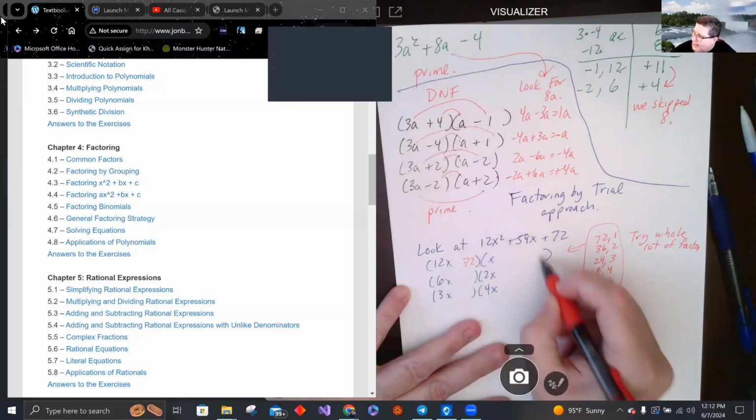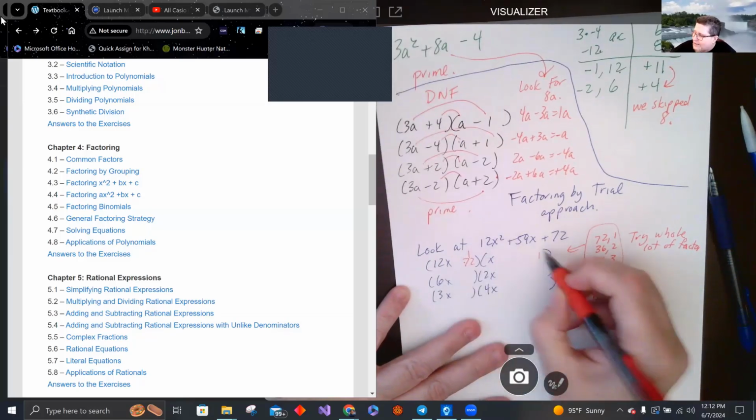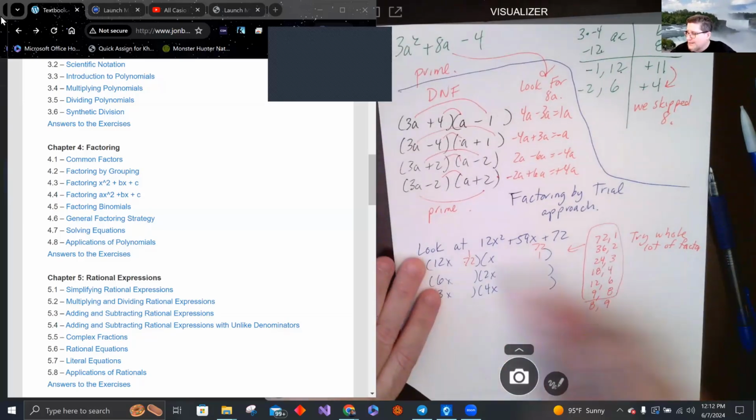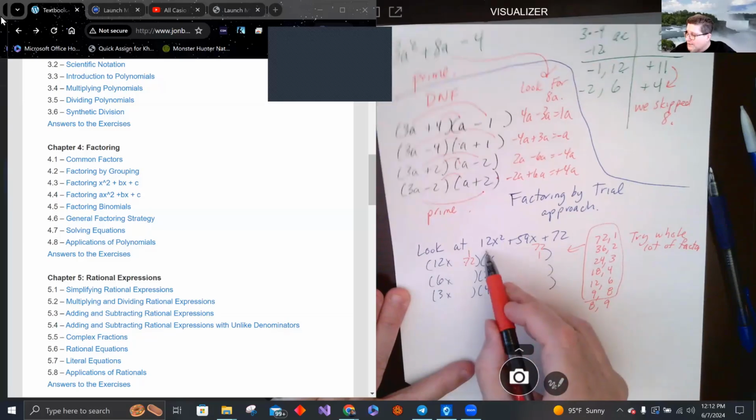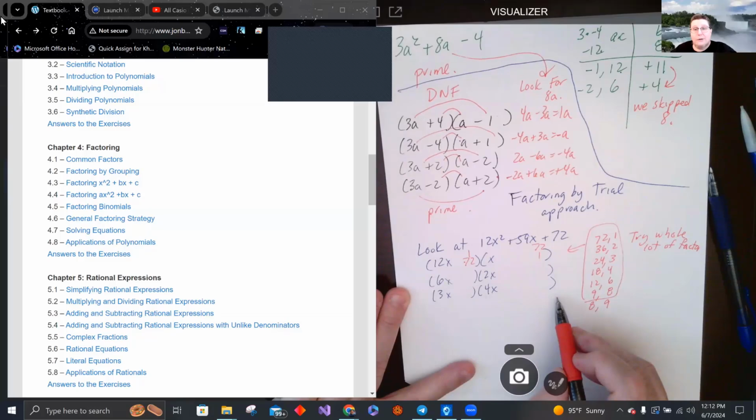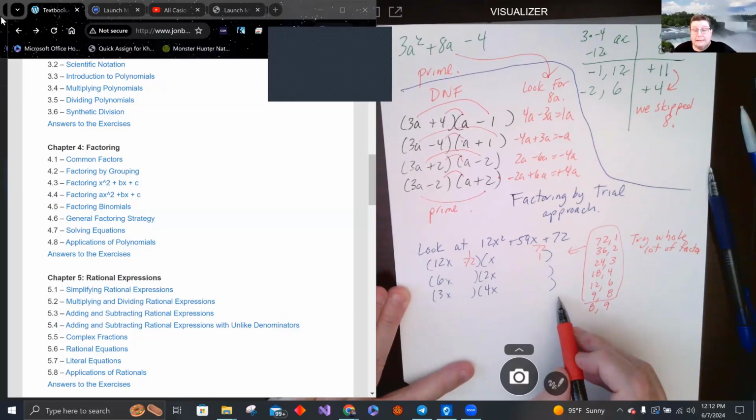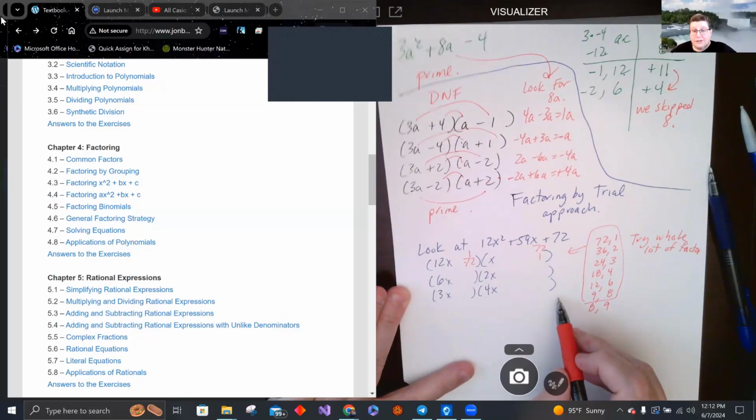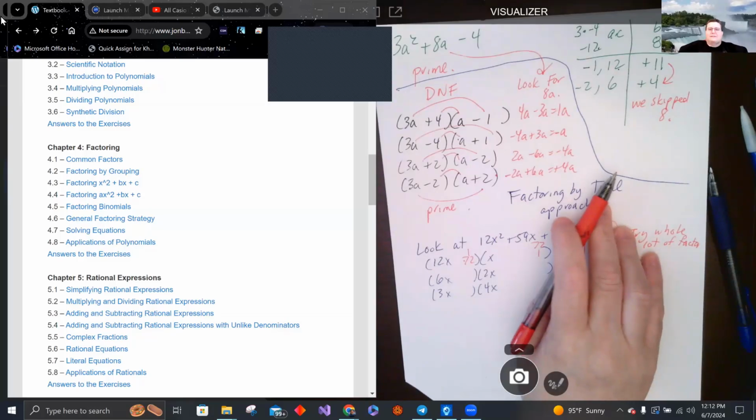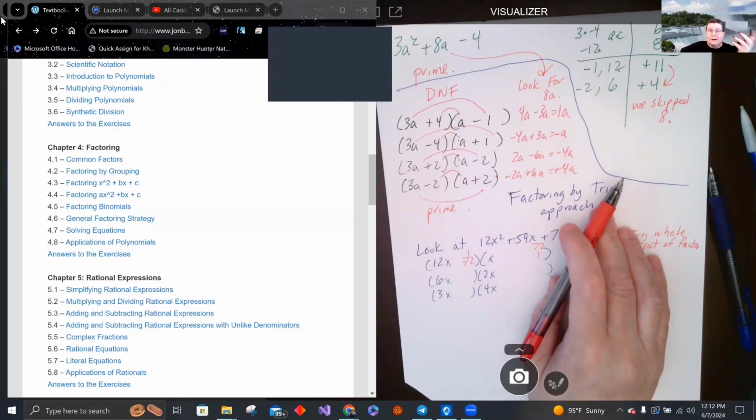72 here, 1 here, then 1 here, 72 here, then 36 and 2, 2 and 36, all of those into 12, then all of them into 6, and then all of them into 3 and the 4 until I find what I'm looking for. That is a lot of combinations. 36 different combinations you would have to try just to find out until you get the right one.